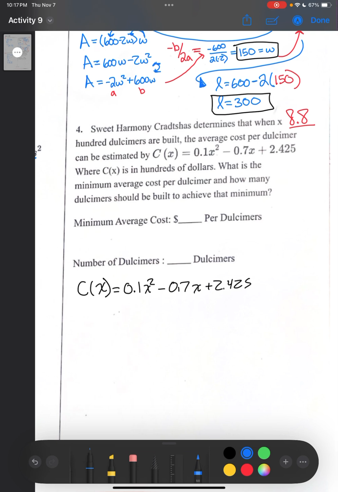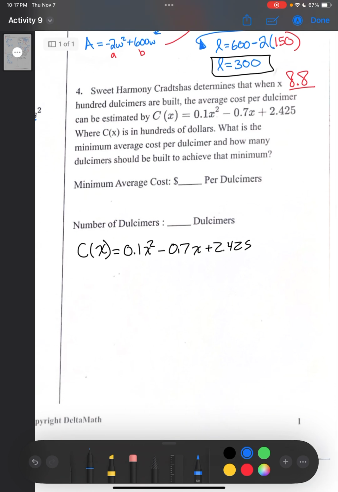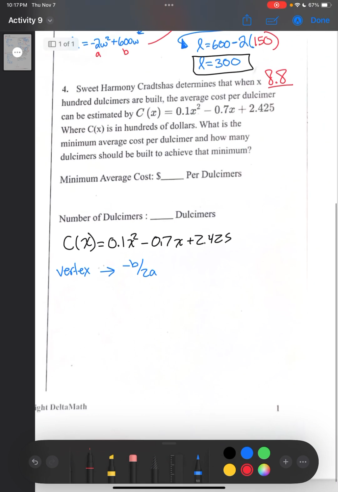So we're trying to find a minimum now instead of a maximum like number 3. But we're still using the same formulas, right? We're going to try to find that vertex. And we found that through negative b over 2a. Now, what are our a and our b? Remember, our a is going to be that 0.1, and our b is going to be that negative 0.7, and c, which is not really applied here, but that's what we have.